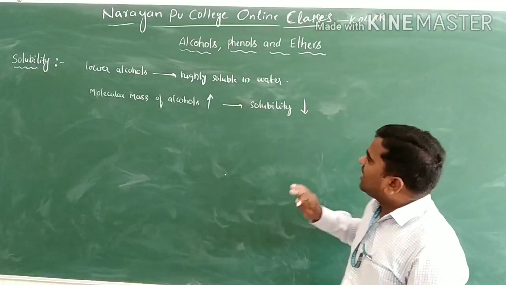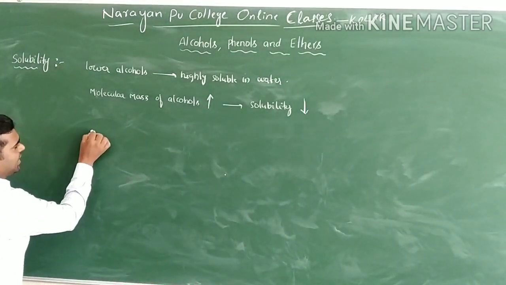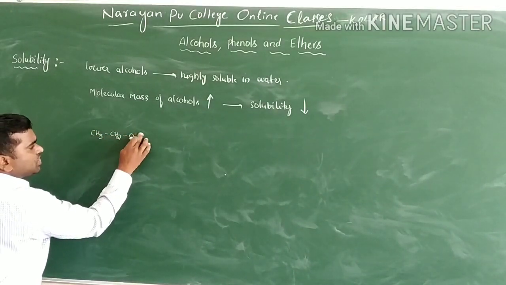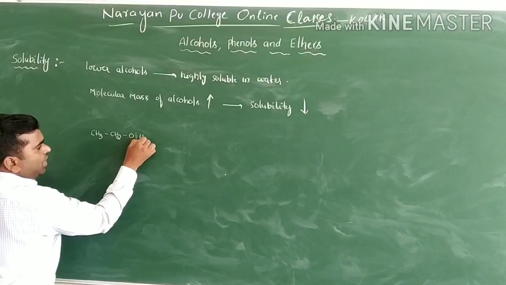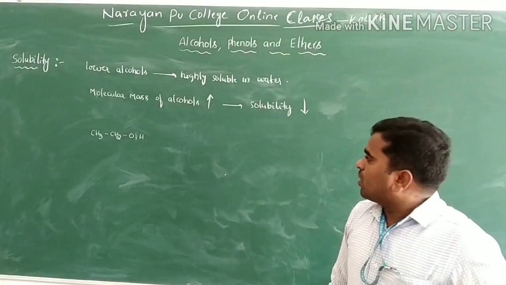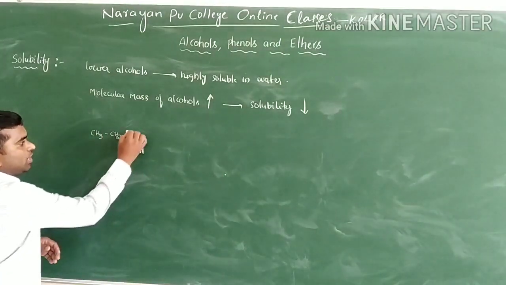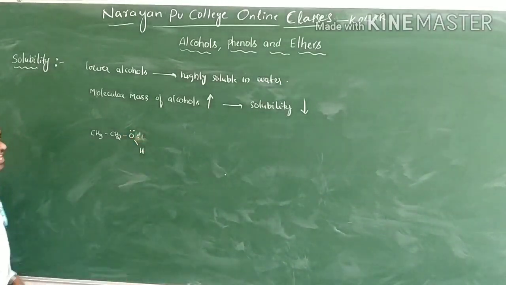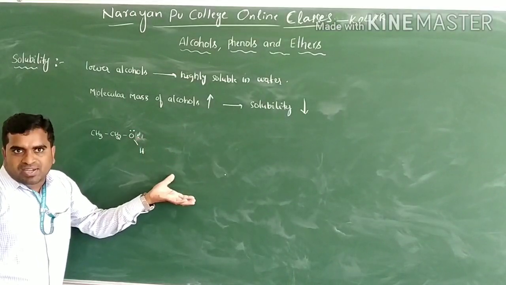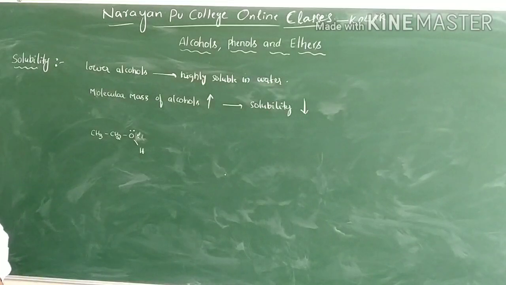Suppose I take methanol or ethanol. I will take ethanol here. You know the formula: CH3CH2OH. If you consider hydrogen bonding, what will I add here? Yes, you know the oxygen has two lone pairs of electrons. For it to be soluble in water, it has to make a hydrogen bond with the water molecules. Then only it will be soluble.